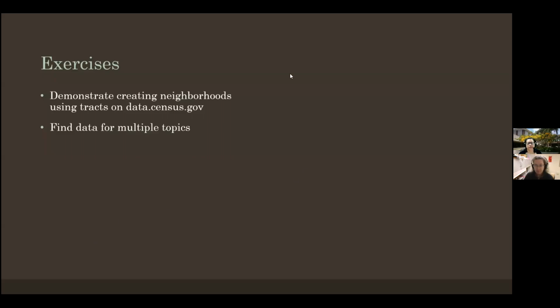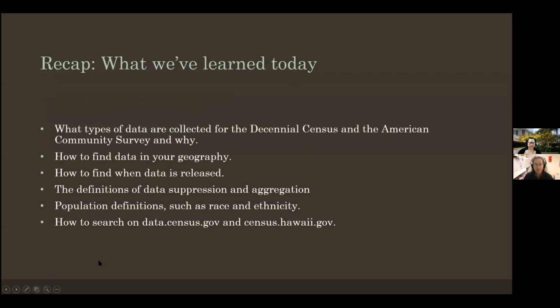Okay, so with that note, just to recap what we've covered today. We covered the types of data collected for the decennial census and the American Community Survey, and why. We also looked at data by geography, and how to find out when data is released. We also discussed briefly data suppression and aggregation, and population definitions such as race and ethnicity, and how to search on data.census.gov and also with census.hawaii.gov.